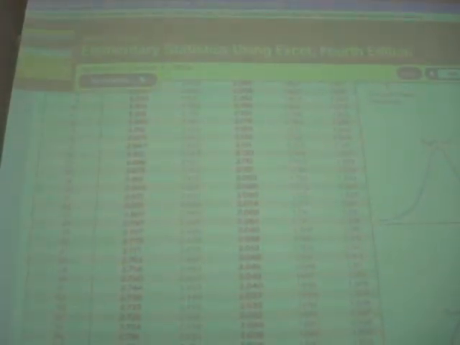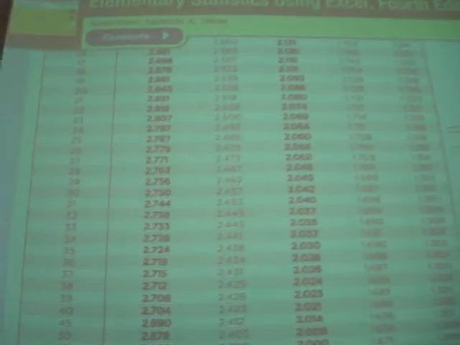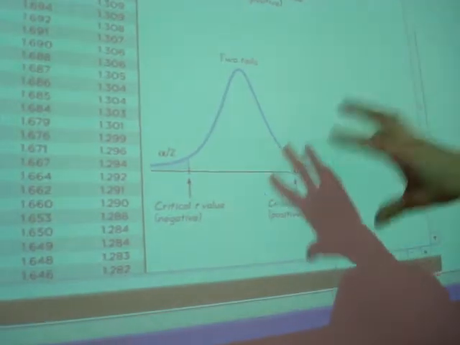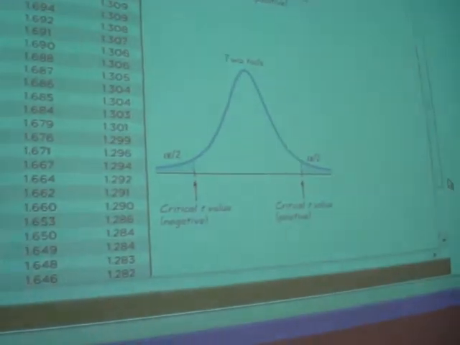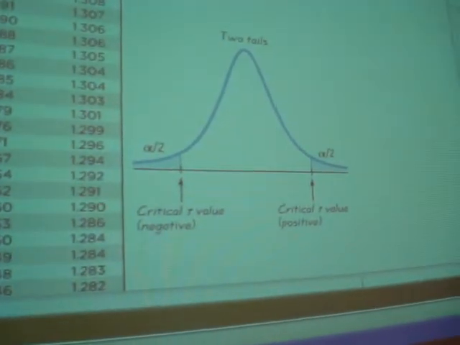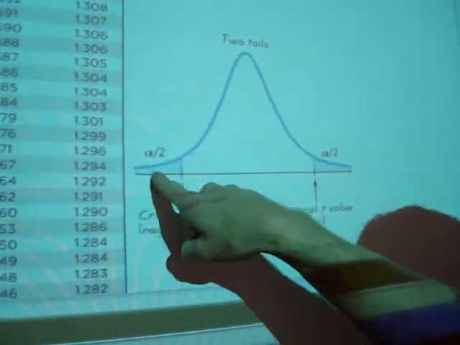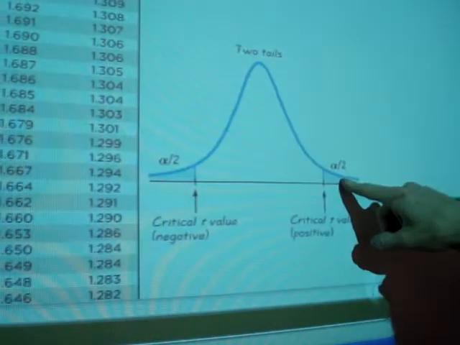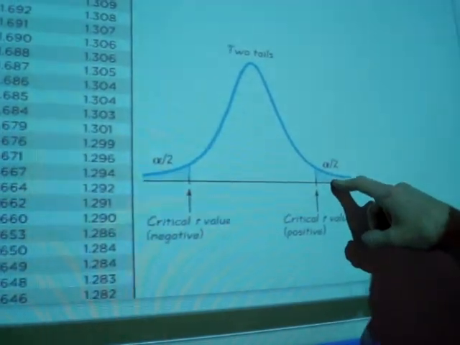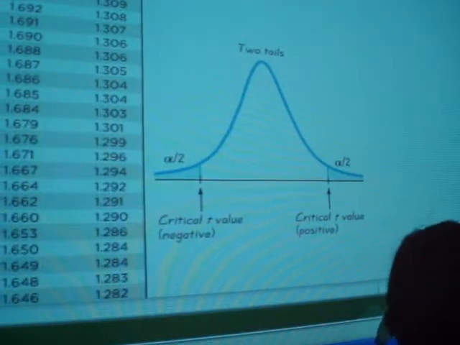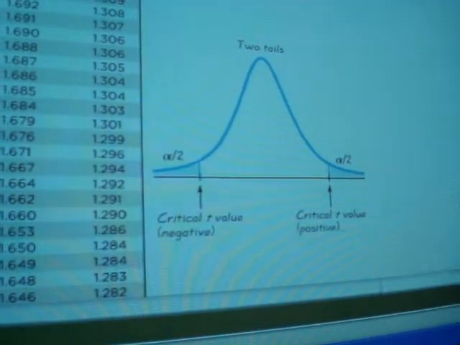This is the same t-table that's used to get critical values for confidence intervals. If we look over here, we want to do a 99% confidence interval. That means we want 99% to be in the middle, which means we have 0.005 in each tail. So the total in the two tails would be 1%, or 0.01.